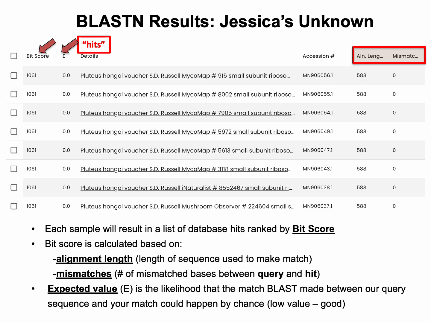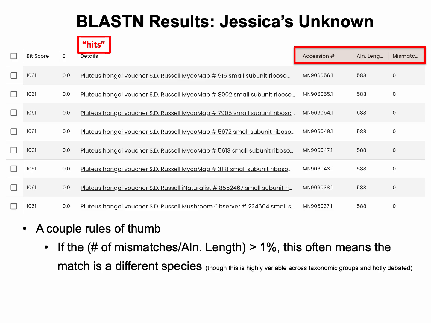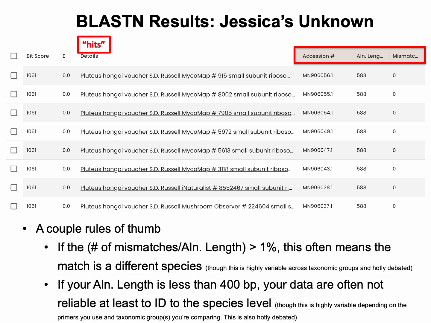A few quick rules of thumb regarding BLAST hits. Number 1, if the number of mismatches divided by the alignment length is greater than 1%, this often means that the match is a different species. Though this is really highly variable across taxonomic groups and hotly debated. This is just a sort of loose rule of thumb to use for this course.